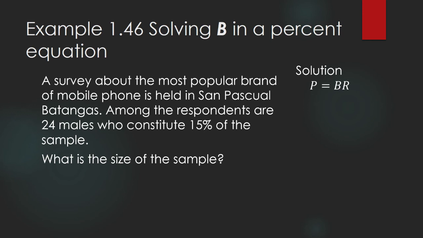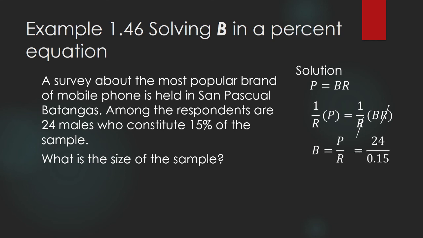Solve for B. How do we do that? Well, we divide by R. We divide our equation by R, or we multiply it by 1 over R. R divided by R is 1. And so we are left with B is equal to P over R. B is equal to 24 divided by 0.15. Okay, so without using our calculator, let us solve for B.